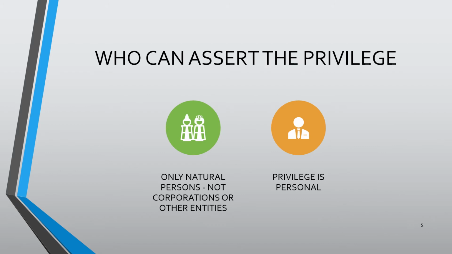We now look at who can assert the privilege. First, only natural persons can use the privilege, not corporations or other entities. Second, the privilege is personal. It can only be asserted by a person when testimony will incriminate himself or herself, not another person. For example, if person X is testifying on the stand about how bad person Y is, person Y cannot assert the privilege to prevent person X from testifying on the witness stand. Of course, a person's attorney can assert the privilege on behalf of his or her client.